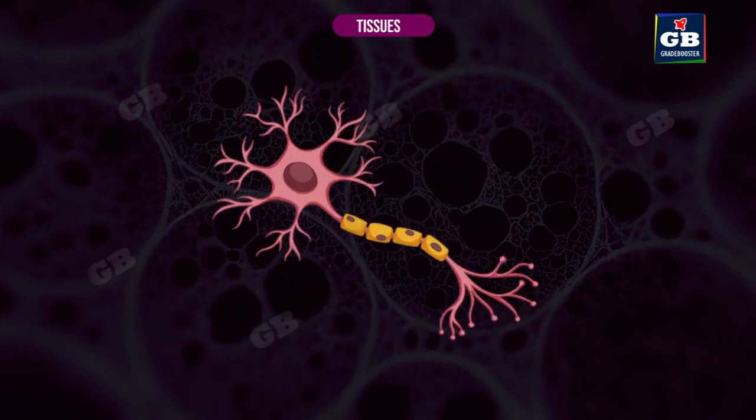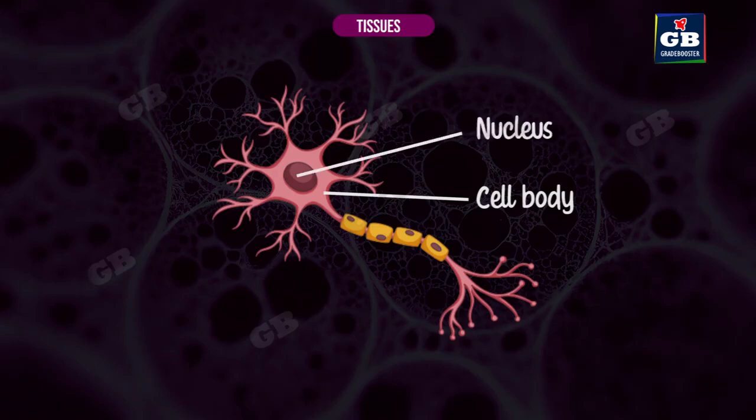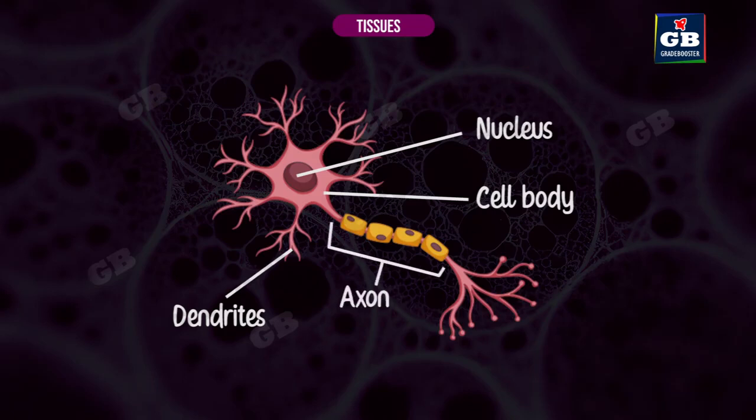Let us see the parts of a nerve cell. This is the cell body of a neuron. This is the nucleus, and these short processes that arise from the cell body are called dendrites. There is a long hair-like projection or process that arises from the cell body, called the axon.